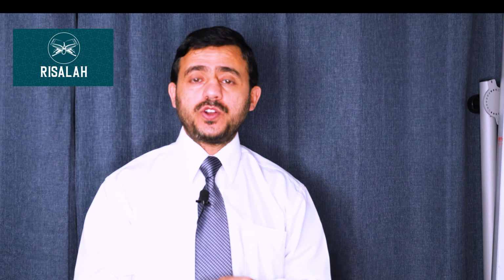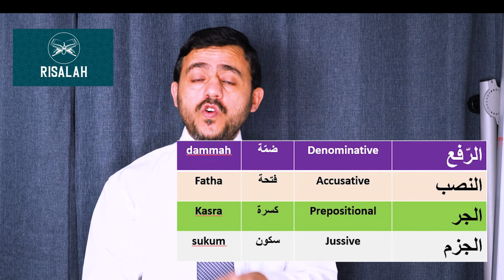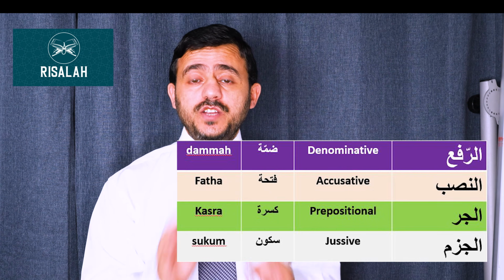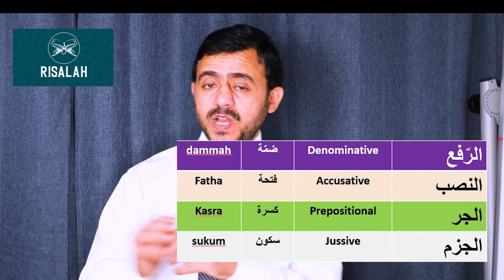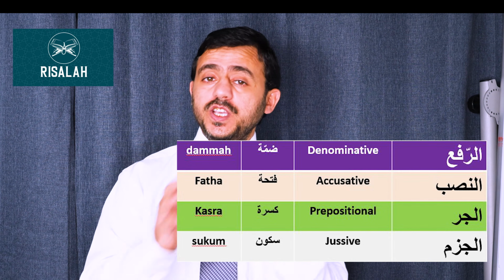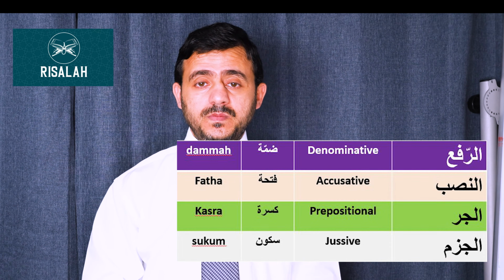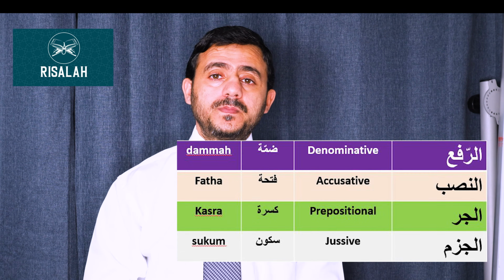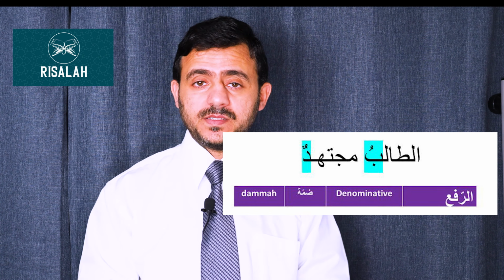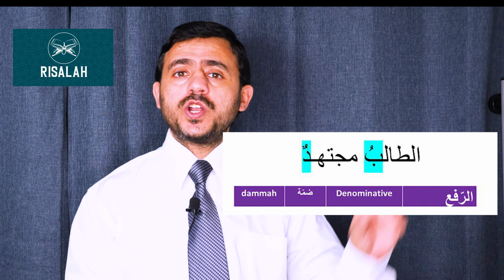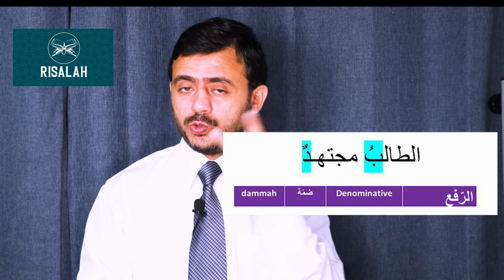The third thing that you need to learn at this stage is that there are at least 4 different possibilities for those endings. Some of them are specific to nouns, some of them are specific to verbs. Let's learn them. The first case is called al-raf', or the nominative case. That means the ending of the word will have either 1 dhamma or 2 dhammas.